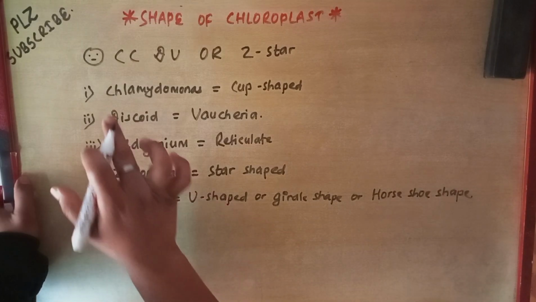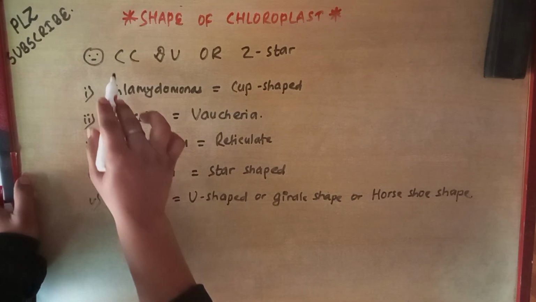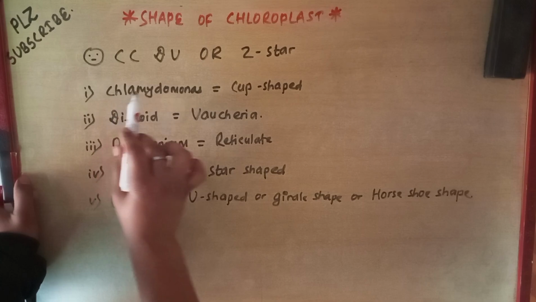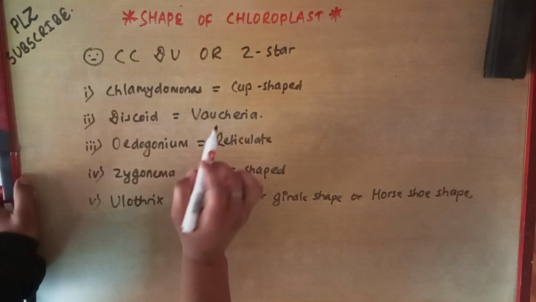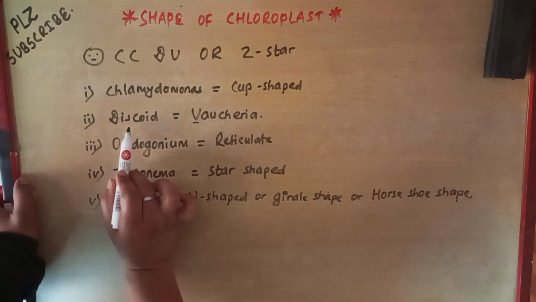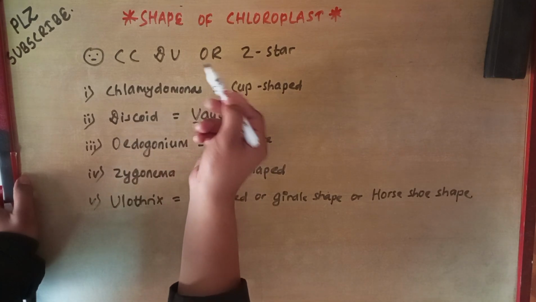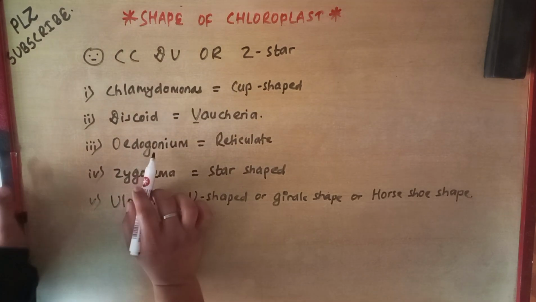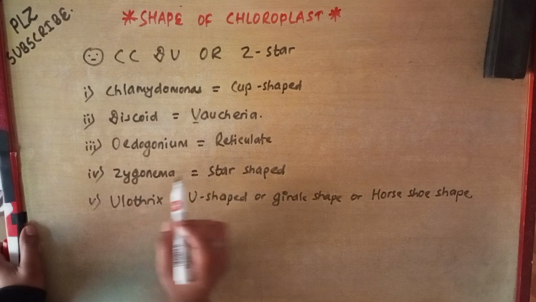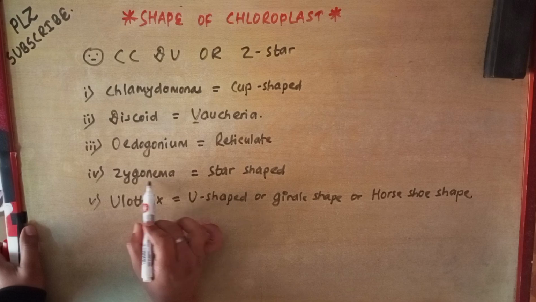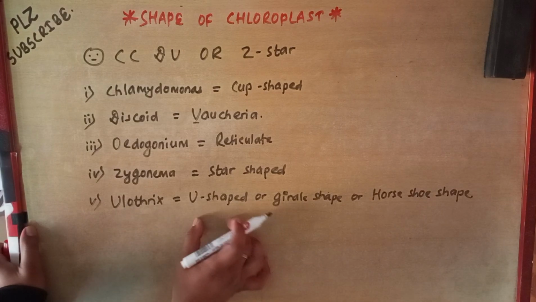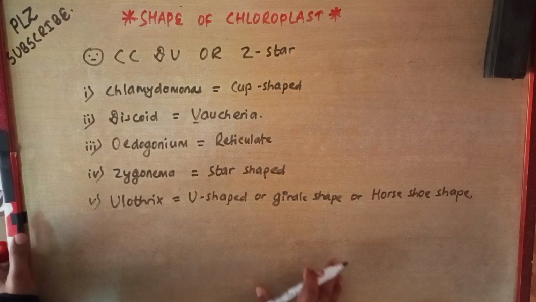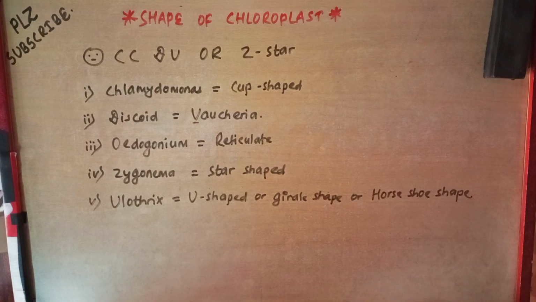So the trick is CCDV or Z star. C means chlamydomonas. Chlamydomonas has cup-shaped chloroplast, and then D and V. So Vaucheria has discoid shape of chloroplast, and then OR. O means oidogonium. Oidogonium has a reticulate shape of chloroplast, and at the last we have Z star. Here Z means zygonema, and the zygonema has star shape of chloroplast, and eulothrix has U-shaped, girdle shaped or horseshoe shape. This is easy. So this is all about the shape of chloroplast in different plants.